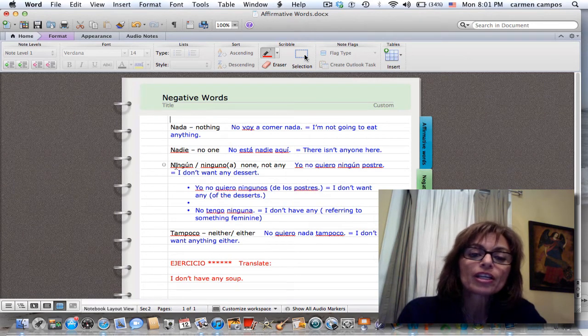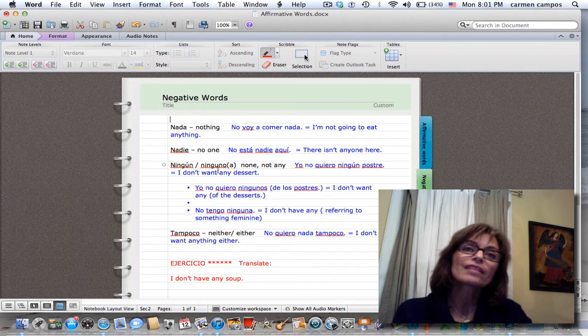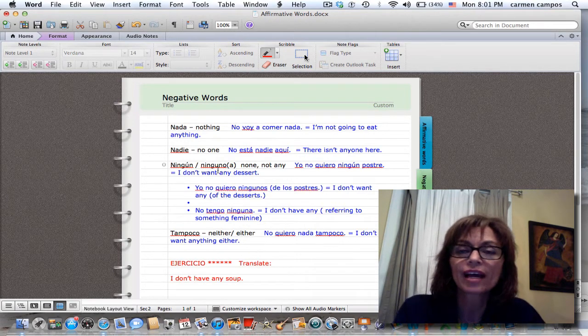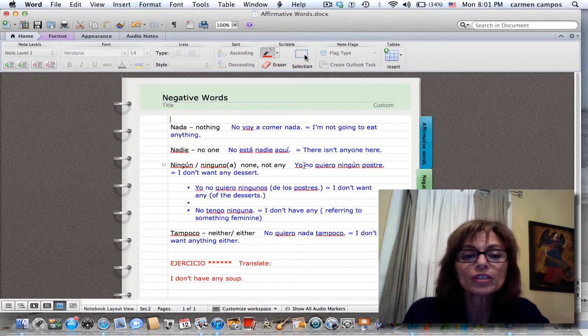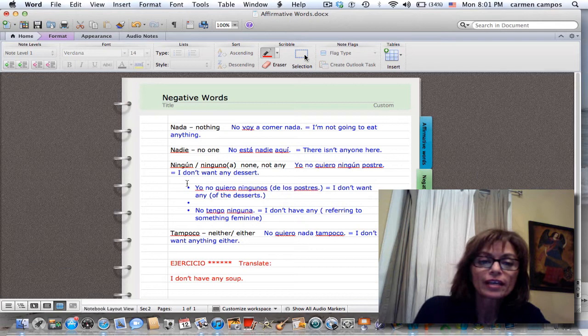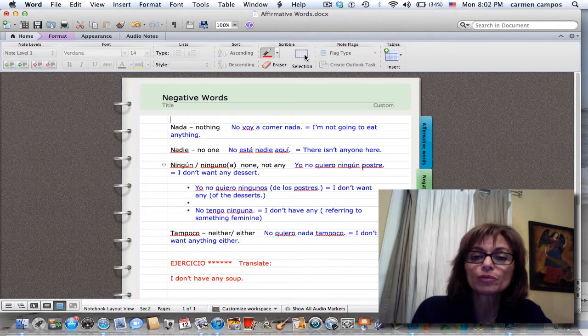Here we go. That ningún and ninguno is a little like that alguien and the algún and the alguno. So ningún, ninguno. Both mean none, not any. Yo no quiero ningún postre. And ningún is a shortened version of ninguno. Again, before a singular masculine noun, postre, you have ningún. I don't want any dessert.